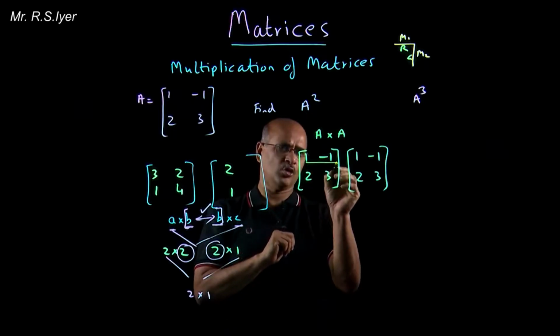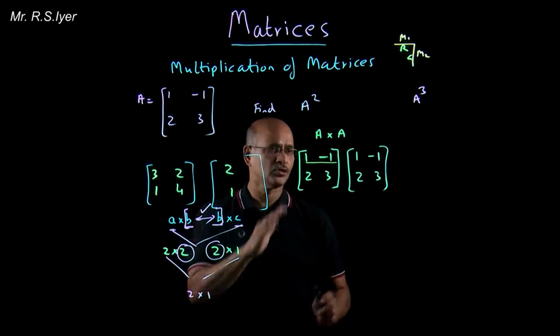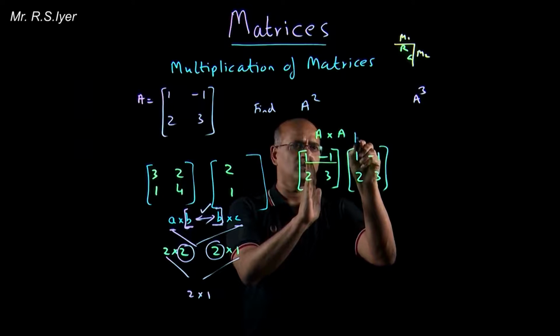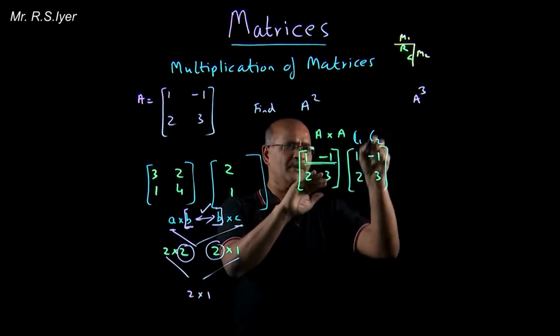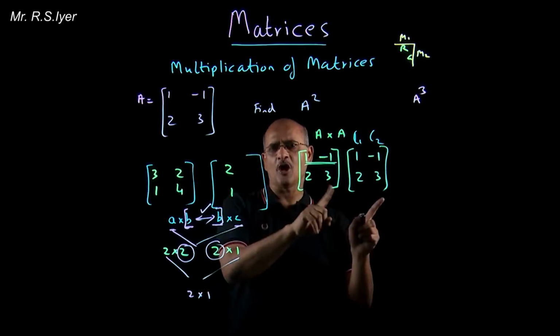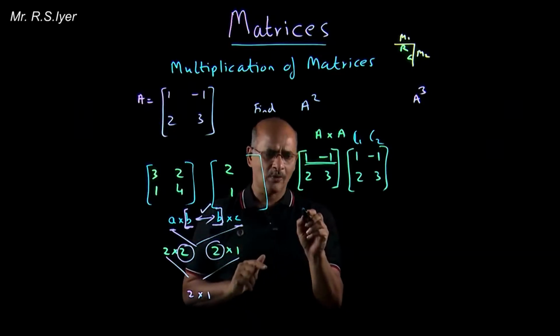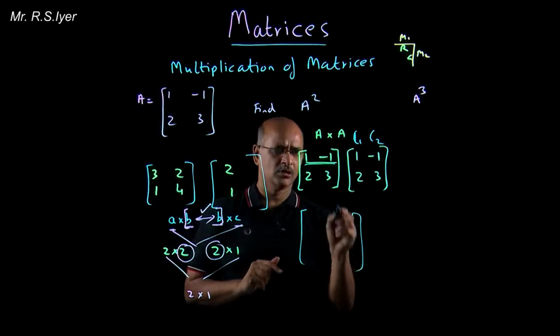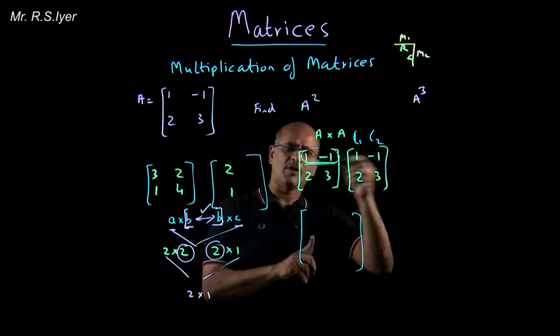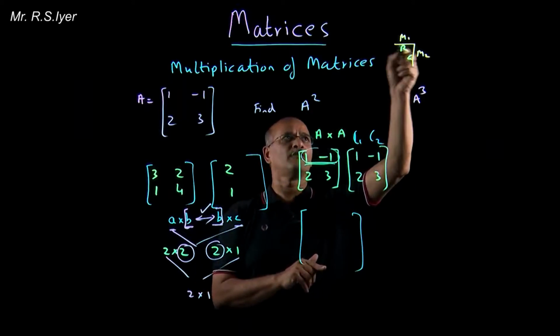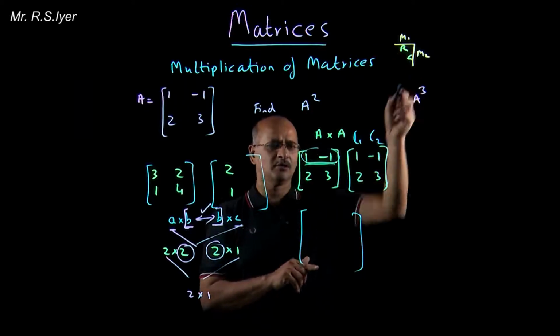So first row into all the columns, column 1, column 2. So first row multiplied by all the columns. Remember, row into column will give you one element. Pay attention now. This row has to be multiplied by each column of the second matrix. That's why it is row of the first matrix, column of the second matrix.